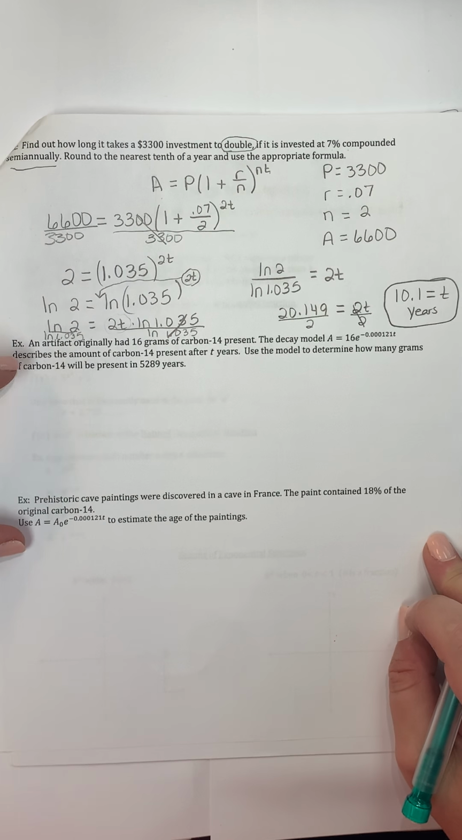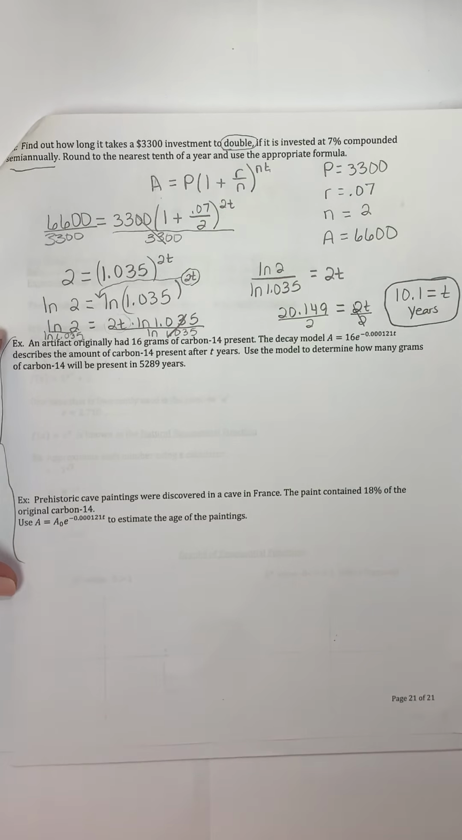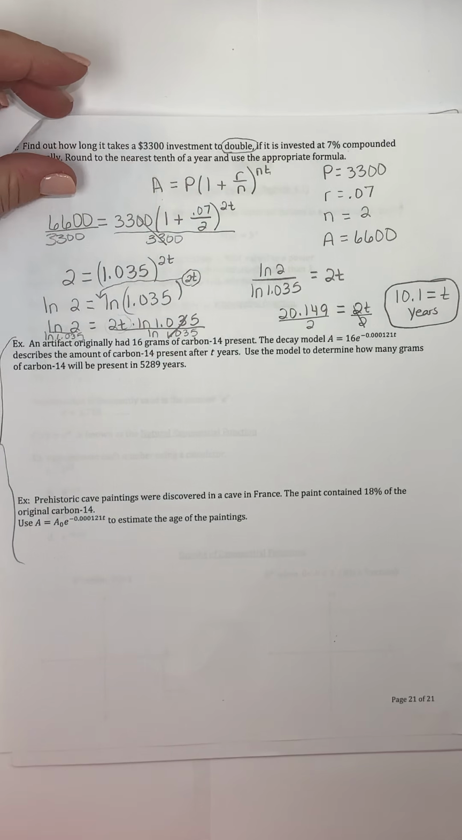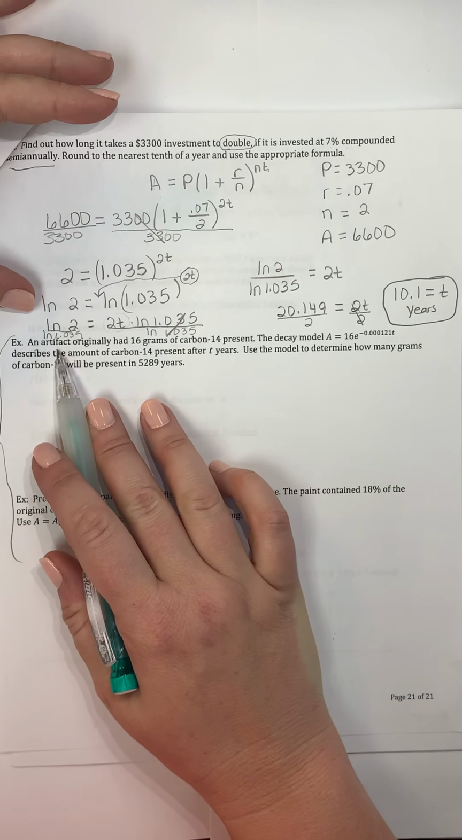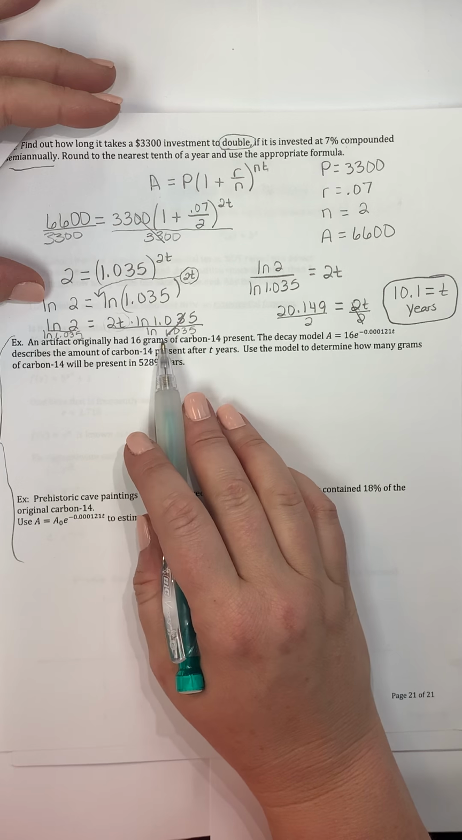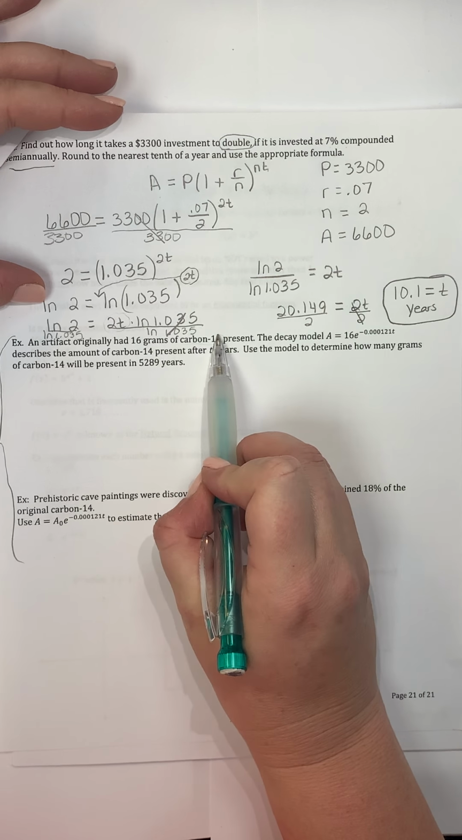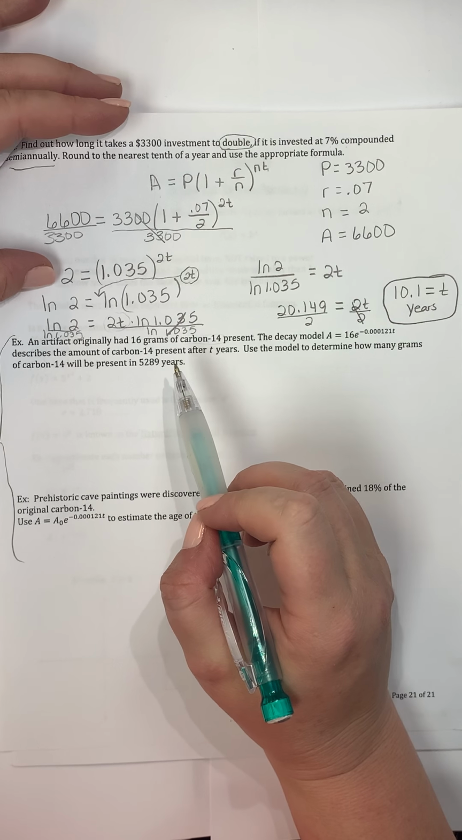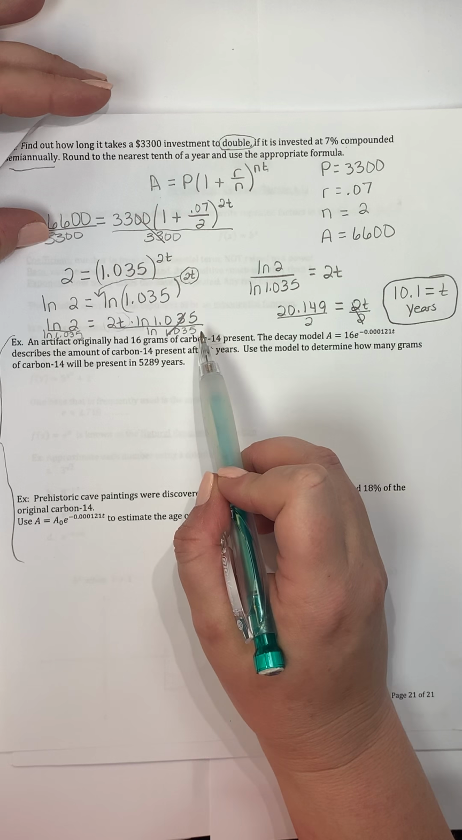Okay, these next two are typically what you have on your final exam. One of these two. They both deal with science. So I know in chemistry you have talked about half-life and decay and that kind of thing, and this has to do with that. So this says an artifact originally had 16 grams of carbon-14 present. Don't get caught up in this. Carbon-14 is just an isotope of carbon. It's just a way to date items, okay?